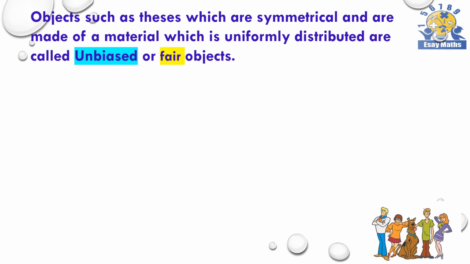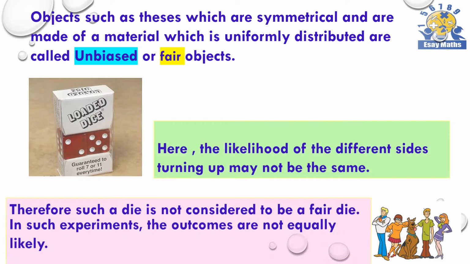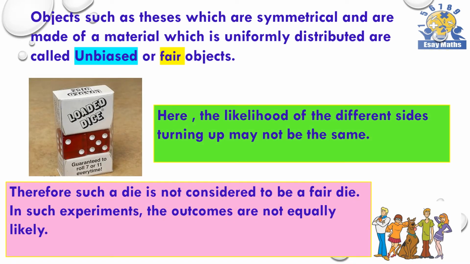Objects such as these which are symmetrical and are made of material which is uniformly distributed are called unbiased or fair objects. If we use unbiased or fair objects to do our random experiment, then that experiment is with equally likely outcomes. Here you can see loaded dice. It's guaranteed to roll 7 or 11 every time. So it's not a fair object. Then the outcomes are not equally likely.